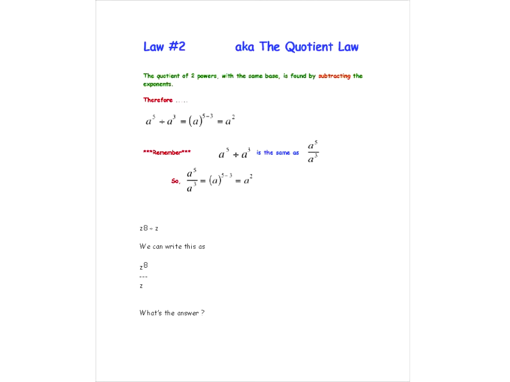You guys remember that z by itself is really the same thing as z to the 1, right? So what do you guys think the answer would be for this one? Z to what number? Since we're subtracting exponents with the quotient law. What's the answer going to be?